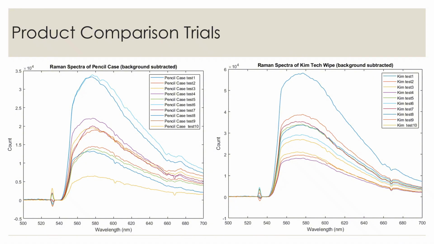The results remain very consistent within the 10 trials for each item. Though the spectra of the pencil case and the Chemtech wipes appear similar in shape, there are clear differences within the dips and peaks of each spectra that separate them, and these differences are clearly reproducible.